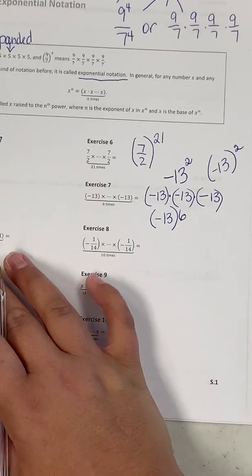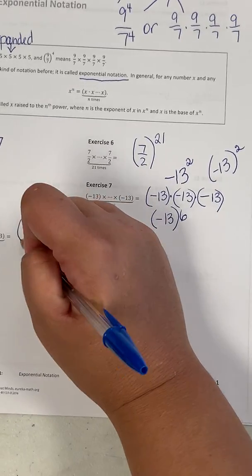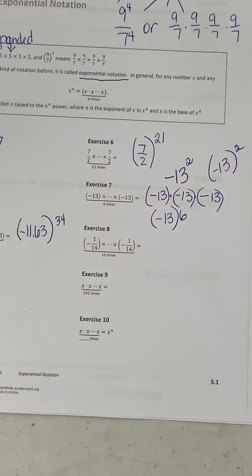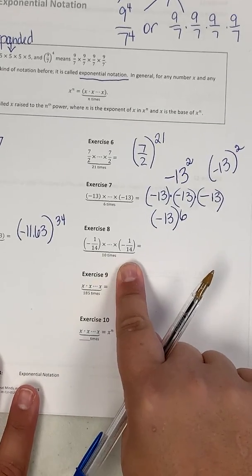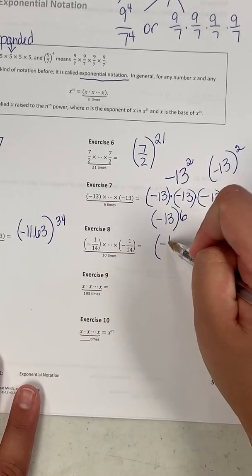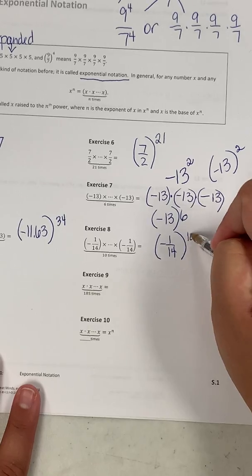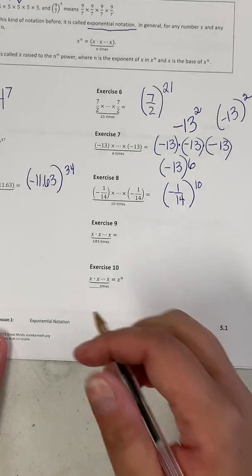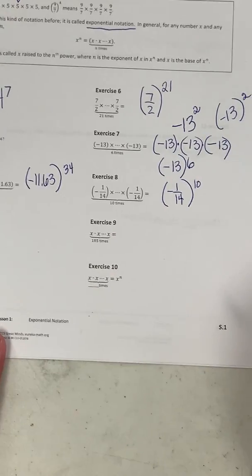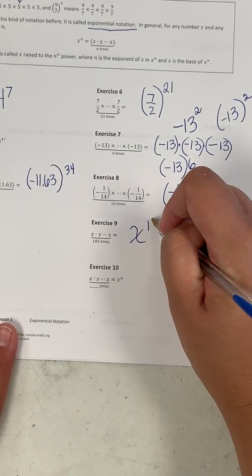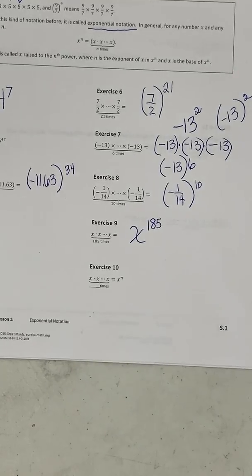Again, for exercise 3, I have a negative amount. So the parentheses need to be there, and it is to the 34th power. Fraction and a negative. So what has to be there? Parentheses to the 10th power. Exercise 4, what is the exponent? 15. And exercise 9, x to the 185th power. See why that word power is important? It's a way for you to say it.